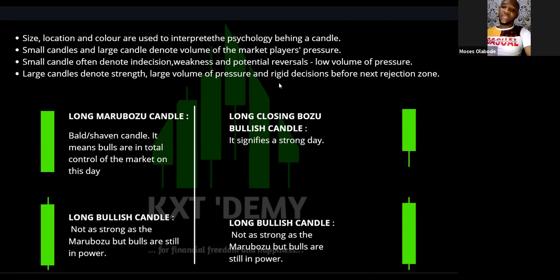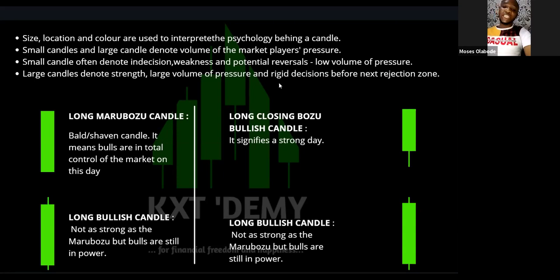The trend players are actually getting weaker and weaker. And when the candles are larger, it implies that volume is increasing, volatility is increasing, more money is moving into this trend, so more money to move this market trend.